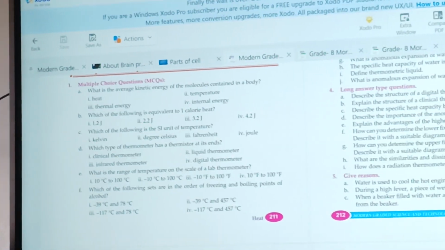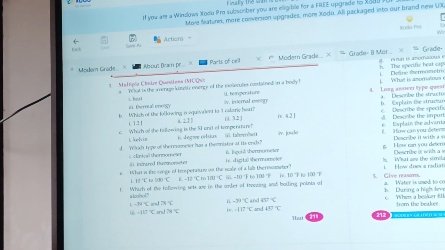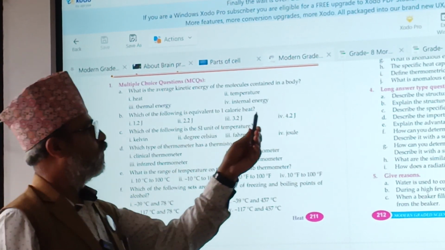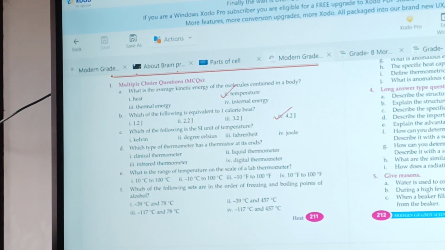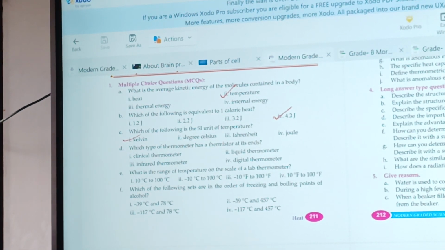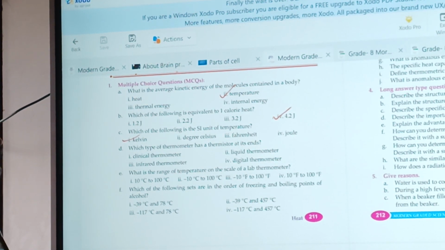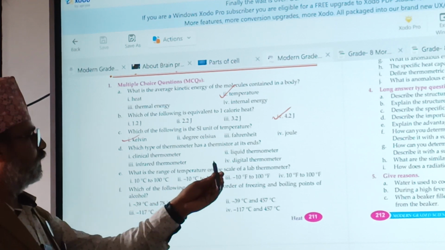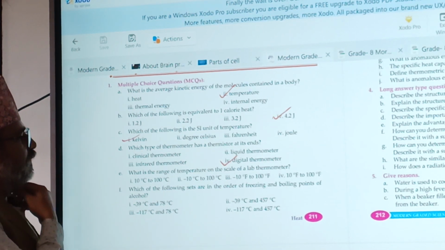Question number 2, 1B. Which of the following is equivalent to 1 calorie heat? 4.2, which one is correct? 4.2 joule. Number C. Which of the following is the SI unit of temperature? Kelvin. Are you sure? Yes, Kelvin is the SI unit. Others are supplementary units. Number D. Which type of thermometer has a thermistor in its end? Digital thermometer.